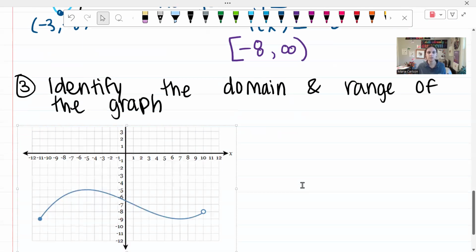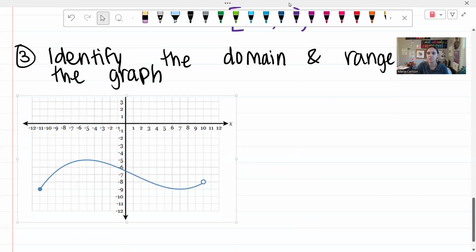So I'm going to begin here. This is not actually a quadratic. This is just some other kind of polynomial, but I want to review how this works if this is not a continuous function that goes forever and ever, because this is not. This is a piece of one.